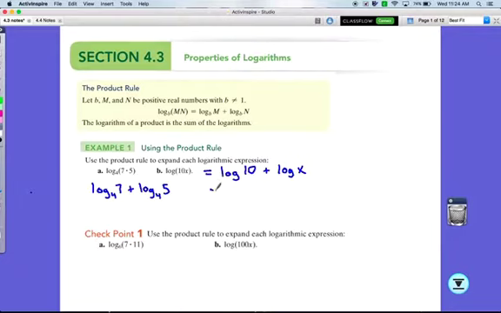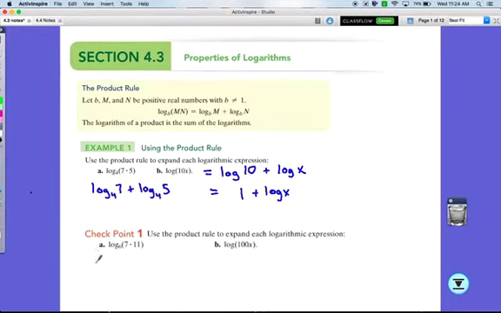All right, and on that one we can actually simplify it. Since this is the common log, the base and the argument here are both 10, so they are the same. So the answer is 1. So this gives me 1 plus the log of x. All right, pause it, see if you can do that same stuff for the checkpoint.